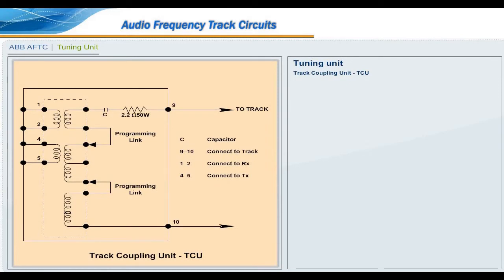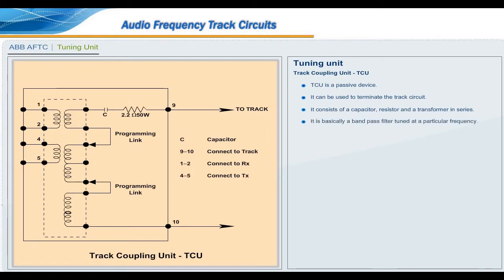Track coupling unit TCU. TCU is a passive device. It can be used to terminate the track circuit. It consists of a capacitor, resistor and a transformer in series. It is basically a band pass filter tuned at a particular frequency.